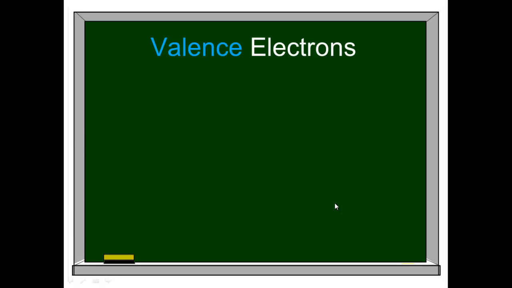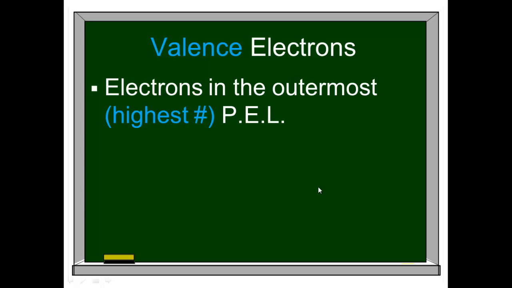So, quantum mechanics miscellaneous ideas. The first one is called valence electrons. Valence electrons, by definition, are those electrons that are in the outermost or the highest number principal energy level. We care about these because the valence electrons are the ones that are mostly responsible for bonding and reactions. That's going to be our main topic of study for most of the rest of the year. So these are pretty important.